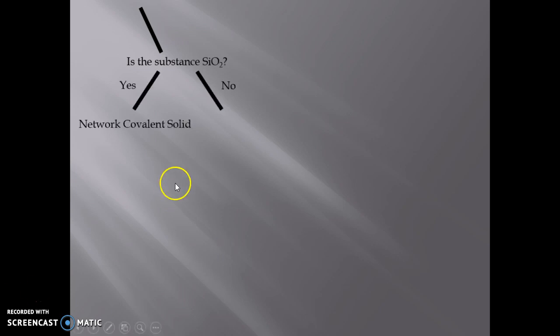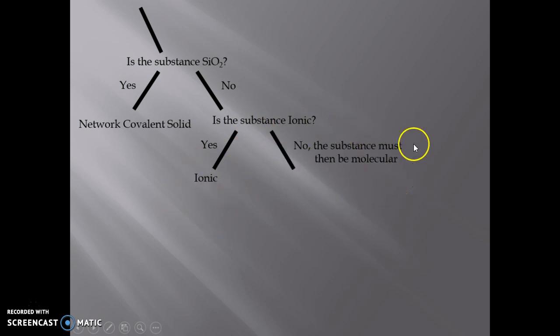If it's a molecule, however, if it's a compound, things get a little more complicated. So the first thing we're going to do is get the silicon dioxide out of the way. Is it silicon dioxide? If we say yes, we know that it's a network covalent solid. If we say no, we've got some more questions to deal with. Question number 1, is the substance ionic? If it's ionic, you better have a metal and a nonmetal there, or you better have polyatomic ions. So you need to be able to recognize it as ionic. If it's ionic, we know that it's going to have ionic interactions. If it's not ionic, we know then that the substance is molecular.